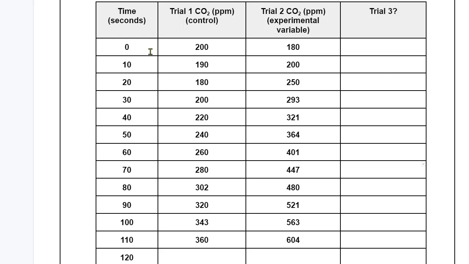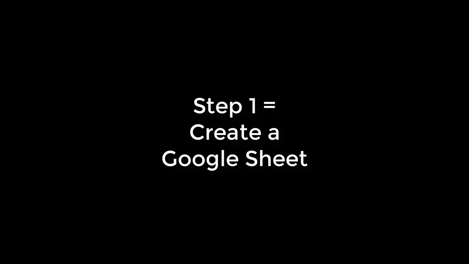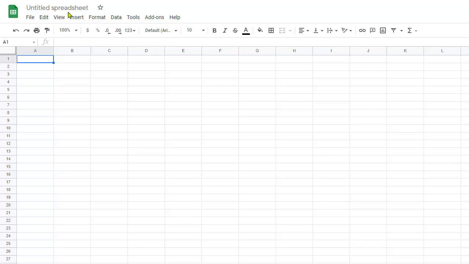So when you've done your experiment well, you'll have all this data in your Google Doc. We want to make a graph out of this. So start by creating a Google Sheet where we can put your data and make a nice graph.